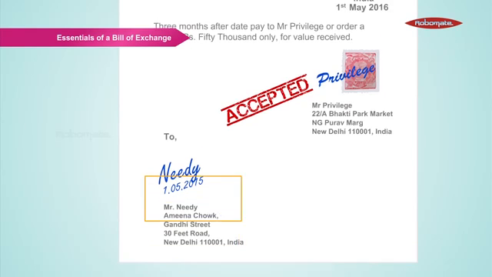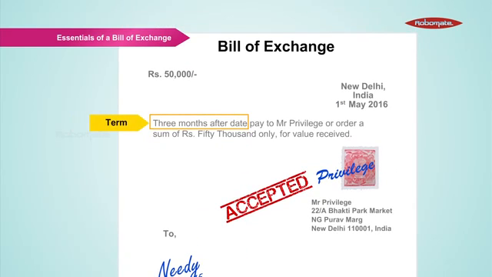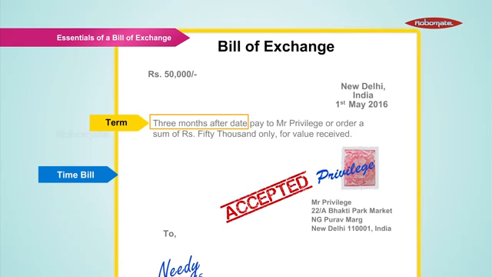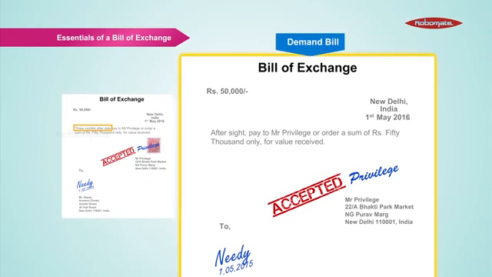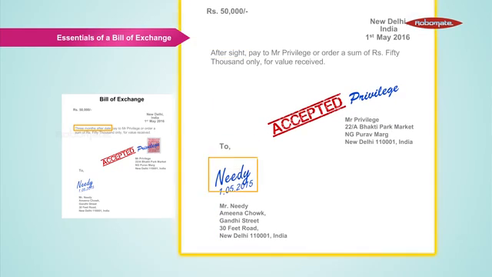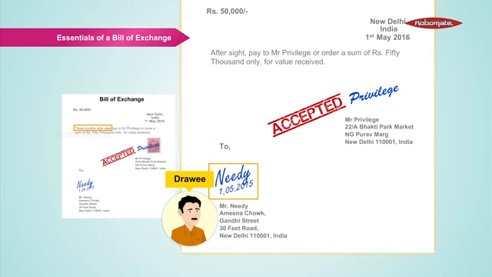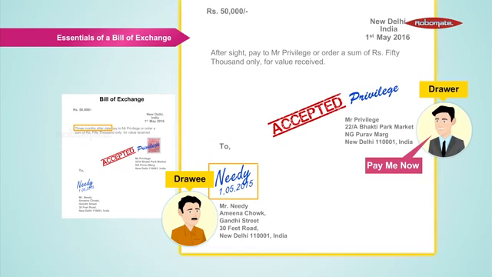Drawee's name and address. The name and address of the drawee are given in the left-hand bottom corner of the bill. Term. The tenure of the bill is mentioned in case of a time bill. Time bills are payable after a fixed period of time. In case of a demand bill or a sight bill, after sight words are written. This means that the drawee has to repay the amount as and when the drawer demands it.